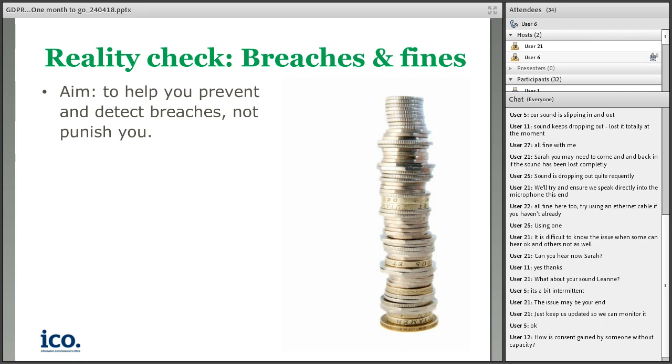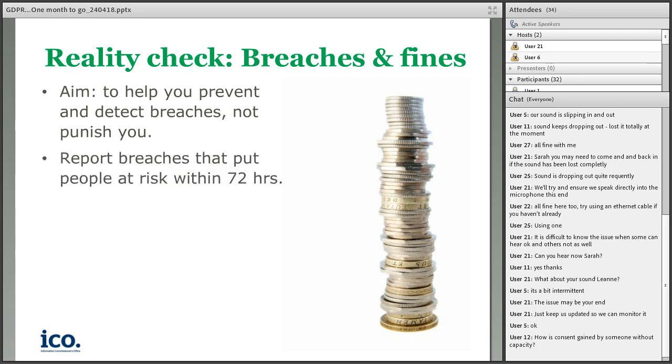The public need to have trust and confidence that the ICO is collecting and analysing information about breaches, looking for trends, patterns and wider issues with organisations, sectors or types of technologies as well. So it will help organisations get data protection right not just now, but also in the future.